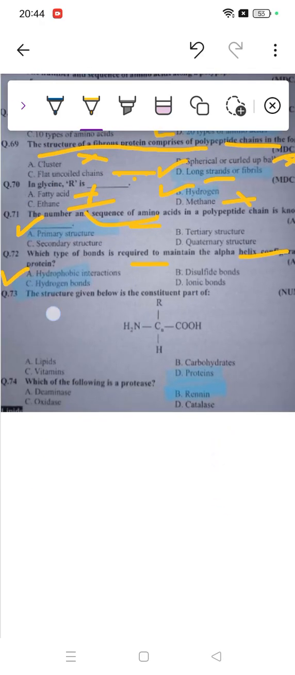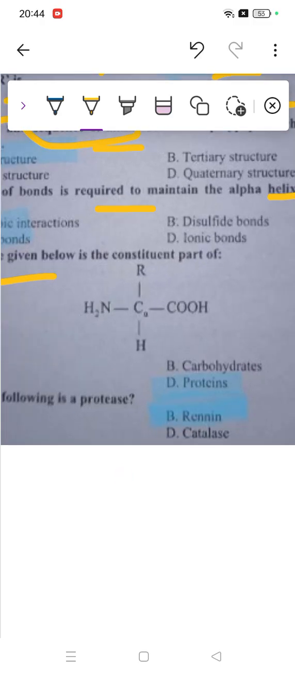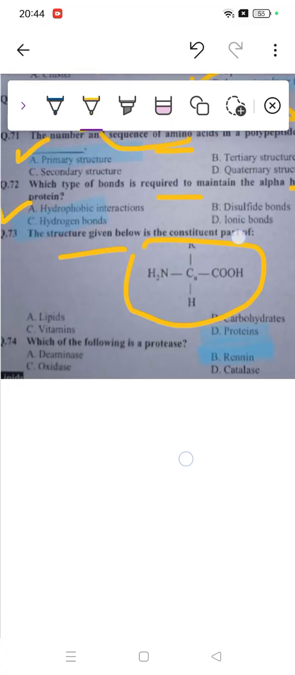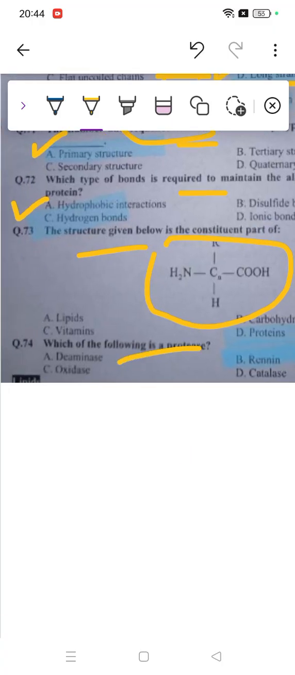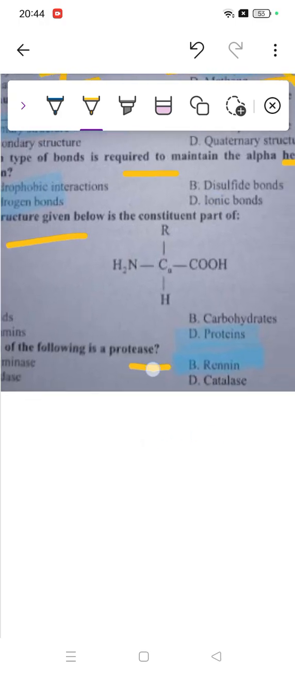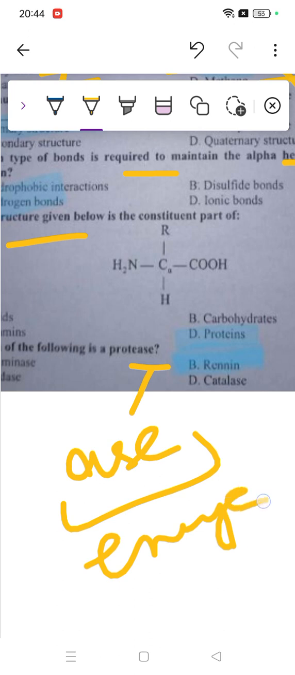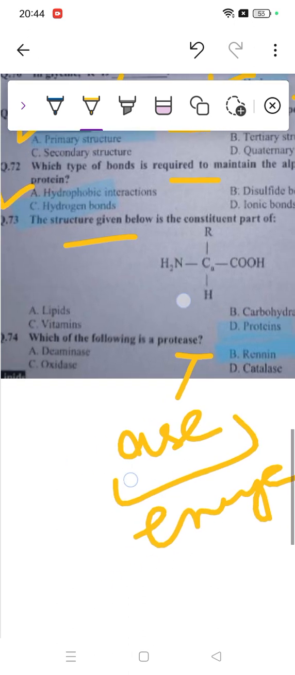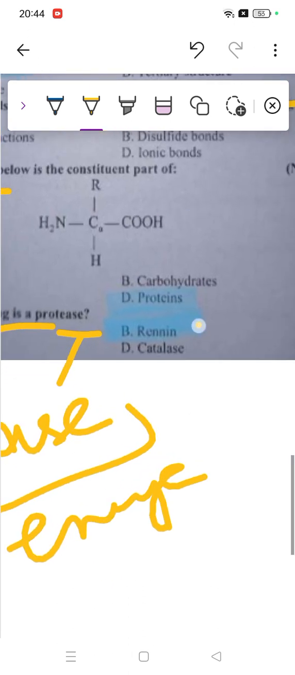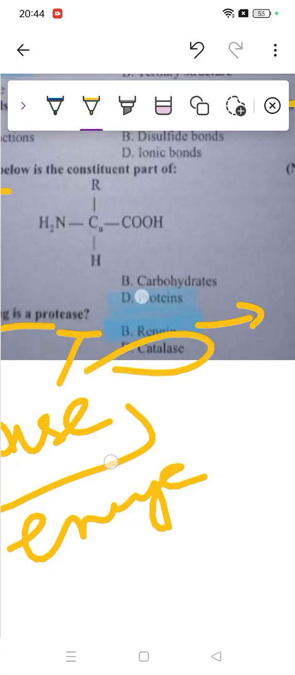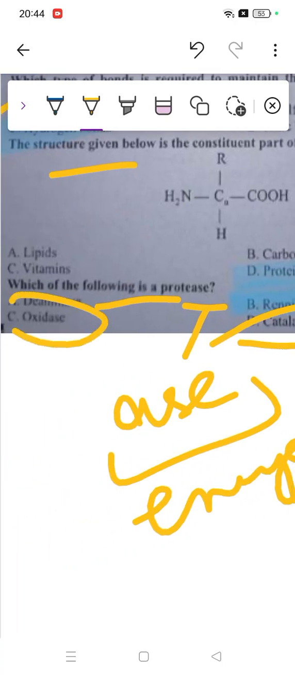The structure given below is a constituent part of what? Here you simply need to remember this is for protein, not for any other biomolecule. Which of the following is a protease? Protease, right? Wherever we see ASE, this means you're talking about some kind of enzyme. So here, which of the following is a protease? This means renin could be, because catalase, oxidase, these all aren't.